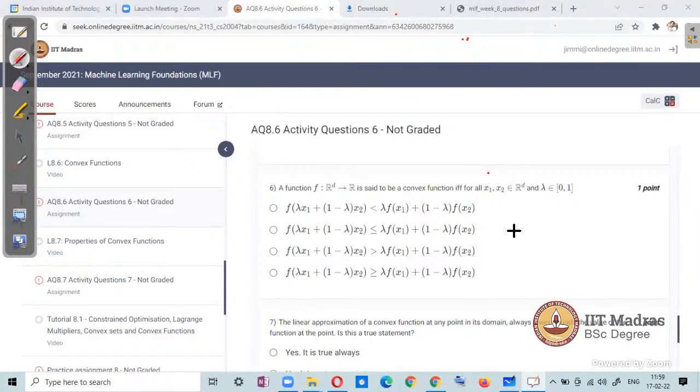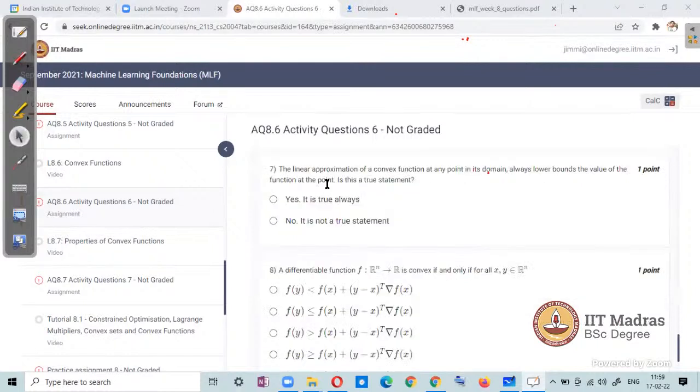The last step we are discussing: the linear approximation of a convex function at any point in its domain always lower bounds the value of the function at that point. Is this a true statement? Yes, sir. Exactly, it's true. If anyone wants a pictorial representation, I can show you. Yes, sir, please show the pictorial.